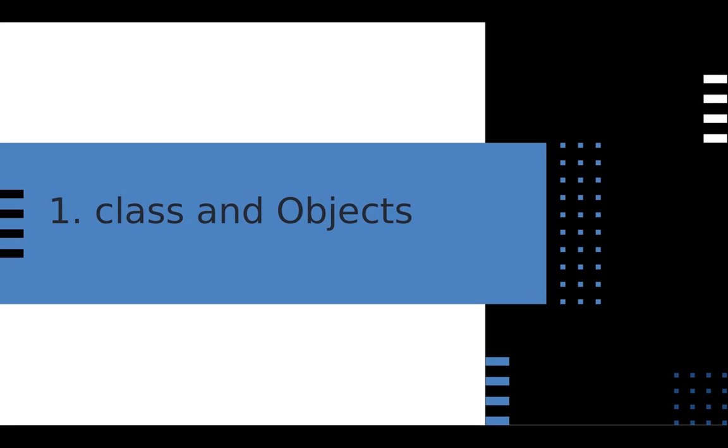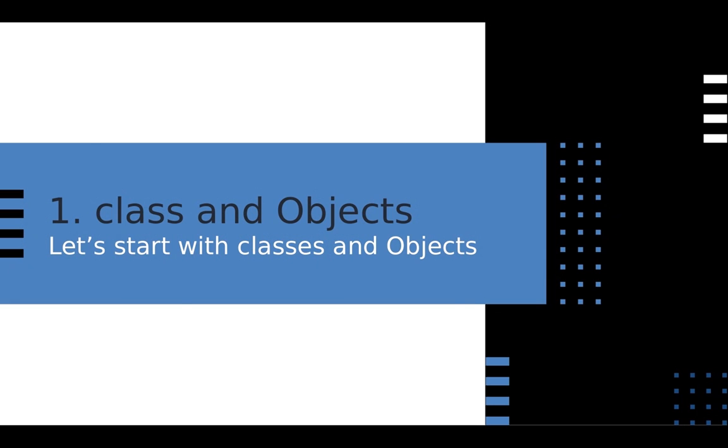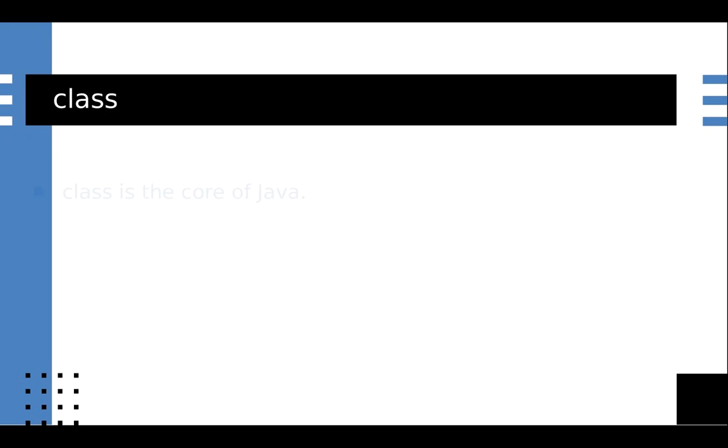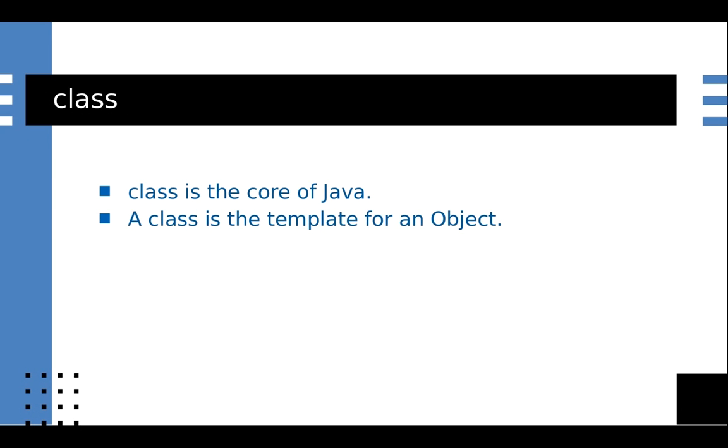The first topic is classes and objects. So let's start with classes and objects. What is a class? A class is the core of Java, and a class is the template for an object. Not only the core of Java, it is also the core of any object-oriented programming language, because any object-oriented programming language has to have a class.